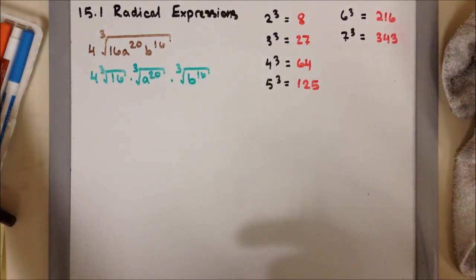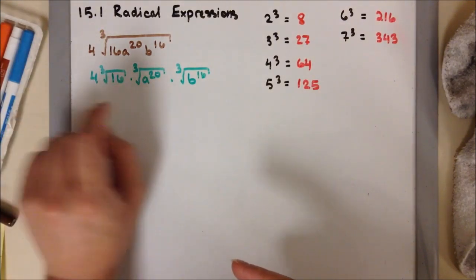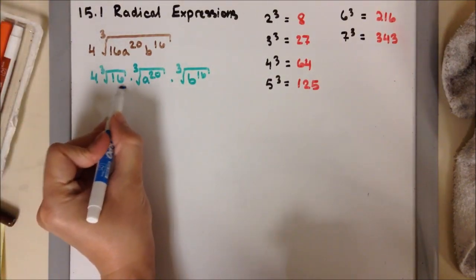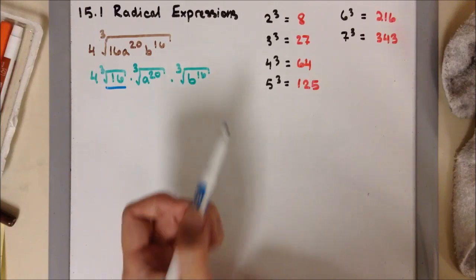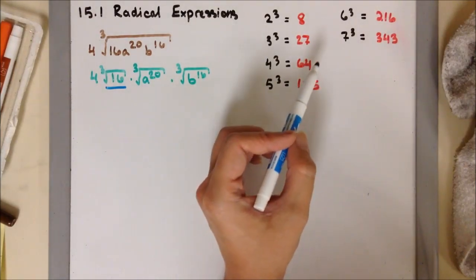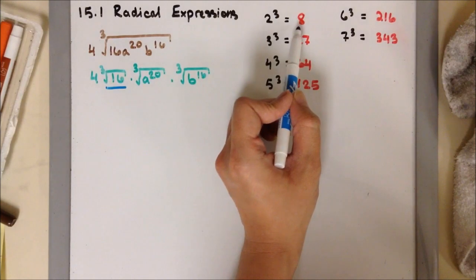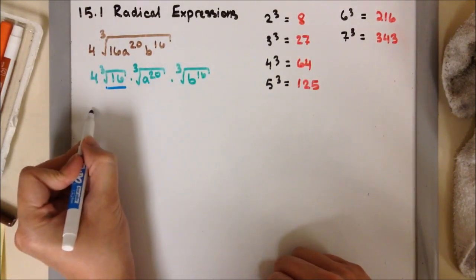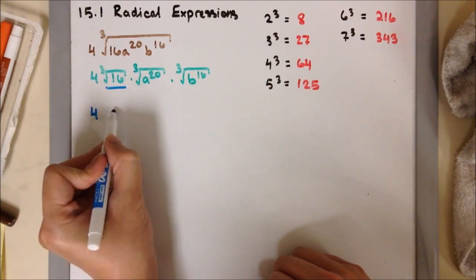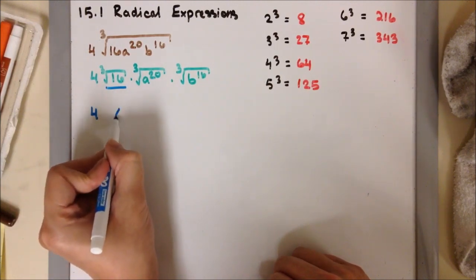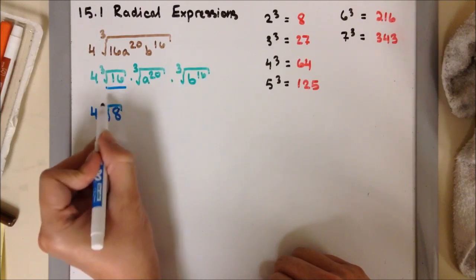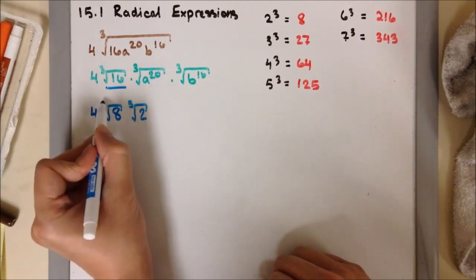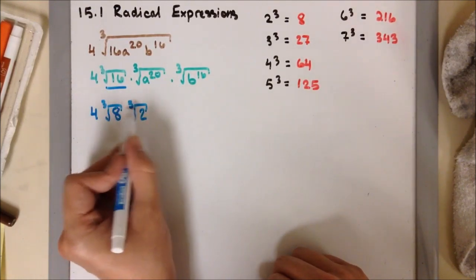Just like before, we're going to separate this 16. It's not a perfect cube, but one of the numbers in red can go into 16. The most logical choice would be the 8. 8 can go into 16 two times. So I'm going to have the 4 still in front, but now I'm going to break 16 into 8 and 2. Again, they both have the cube root. Remember to include your index on the radical.